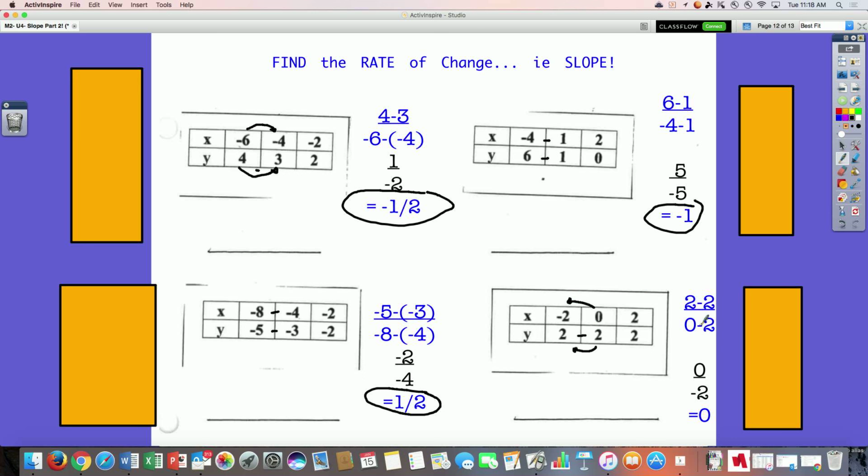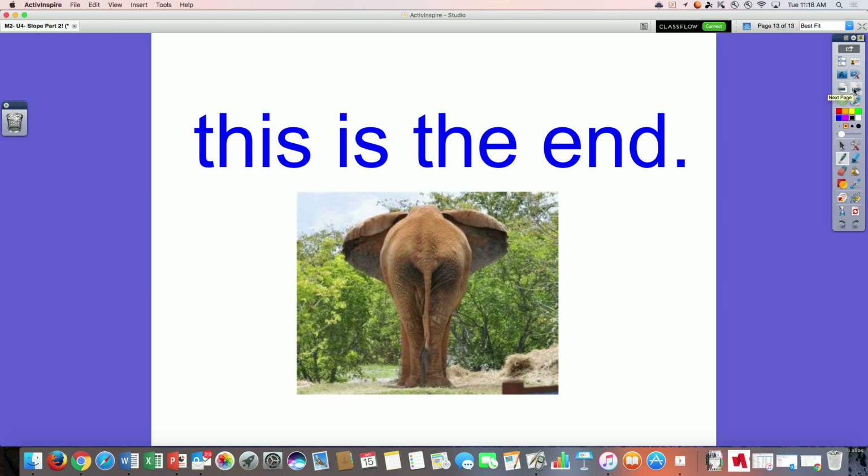Looks like I made a mistake. Did I? No. 2 minus 2 is 0. Oh, I thought I made a mistake. This should be negative 2. This should actually be positive 2 on the bottom because I'm subtracting a negative 2. Either way, you get 0. Answer's right. Process is wrong. You caught me. You caught me. I missed that one. This is the end.